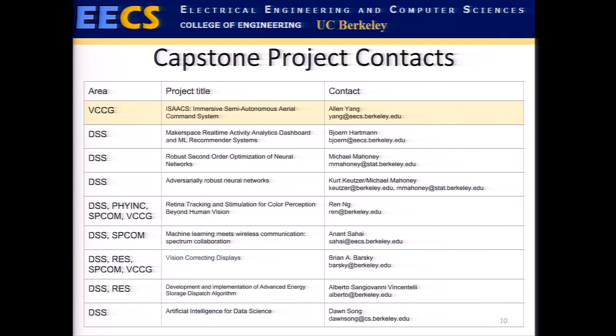Let's say you're interested in machine learning and the project lists all these areas and you're not in the DSS, for example. Even if you're in VCCG, you'll still be able to take a lot of machine learning classes because they're needed in those projects. And then in the context of the project, you'll be able to learn those techniques even more, right?